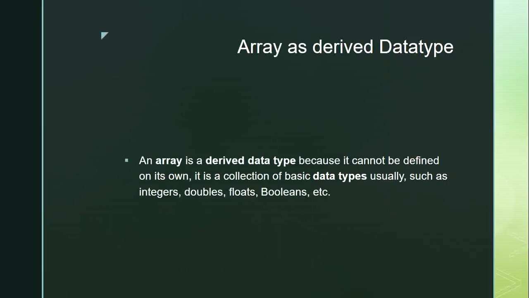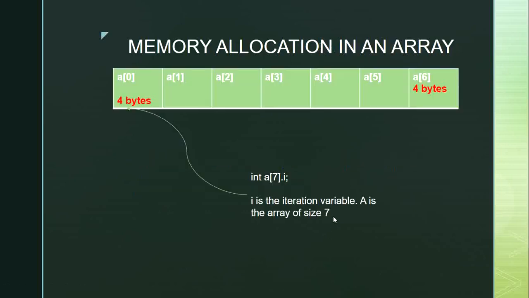Now array is a derived data type, as I already explained in my last lecture. And what is a derived data type? Why is array called a derived data type? Because it cannot be defined on its own. It is a collection of basic data types usually, such as integers, doubles, floats, booleans, etc. All arrays must be of certain primary data types, such as integers, doubles, floats and booleans. So that is why they are not primary data type but derived data type.